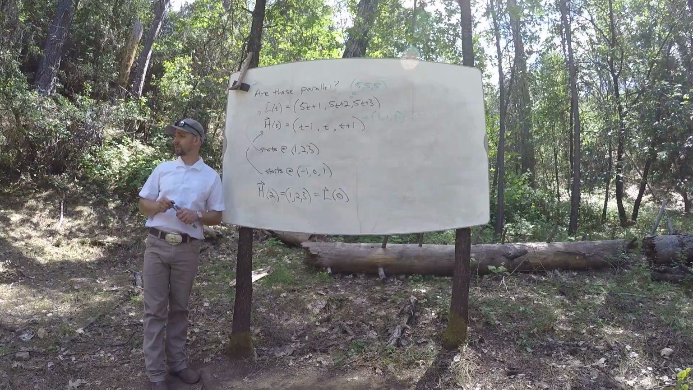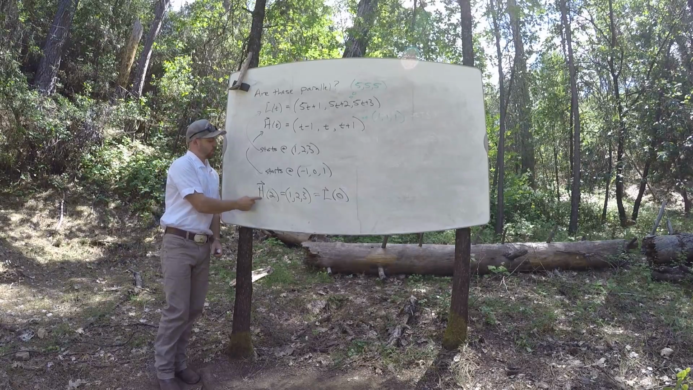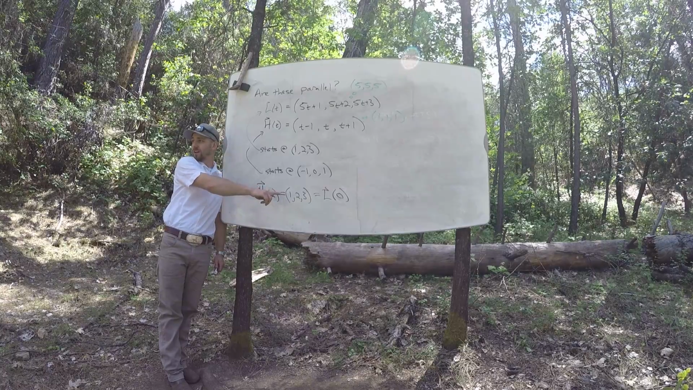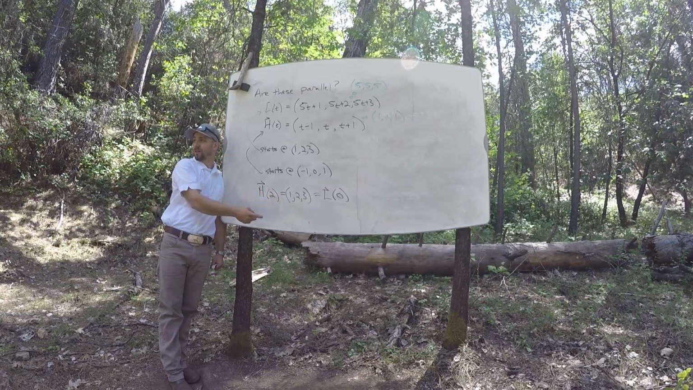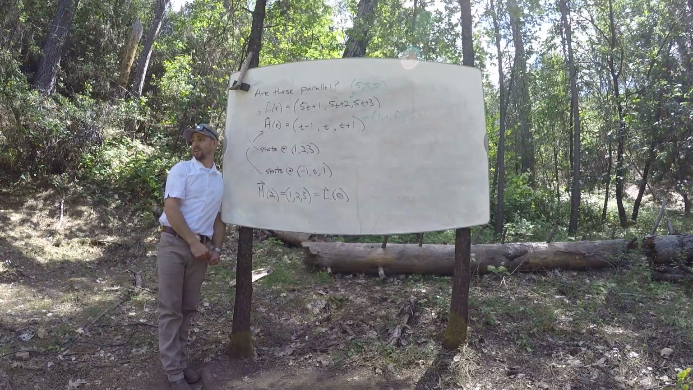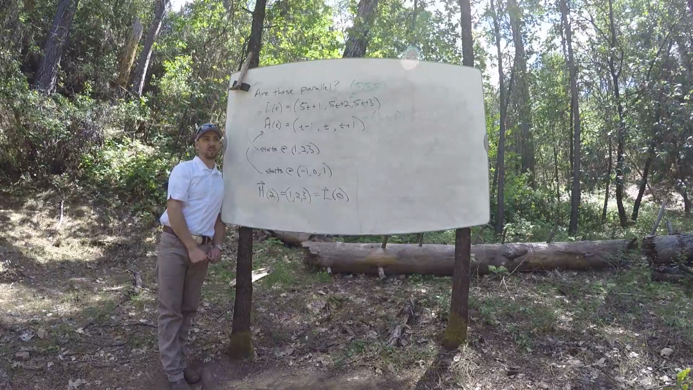So I know that when I'm at time 2 on H, I'm at the same point I would be on L at time 0. What does that mean? They are the same line. You guys see that? Okay.